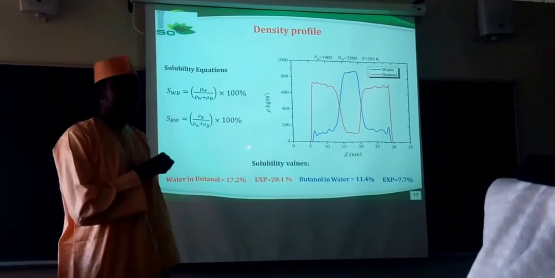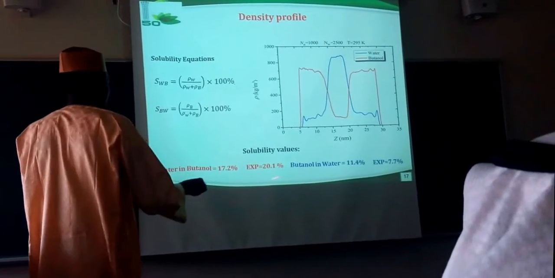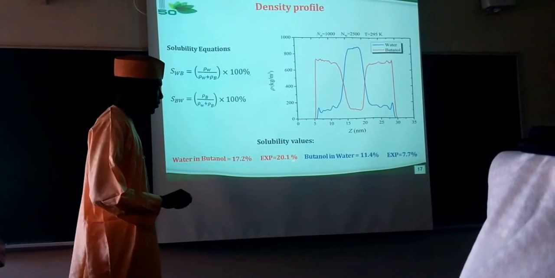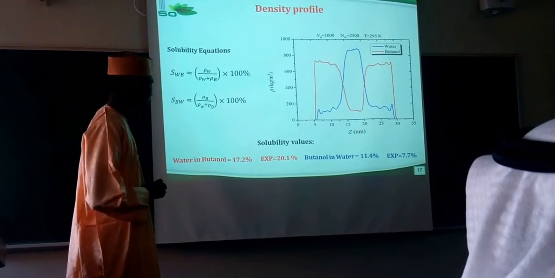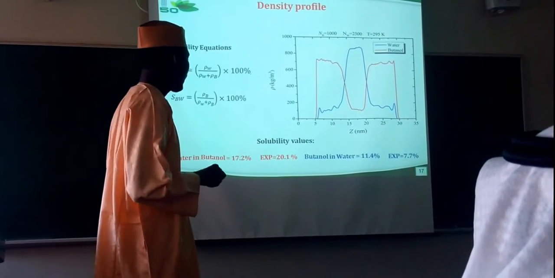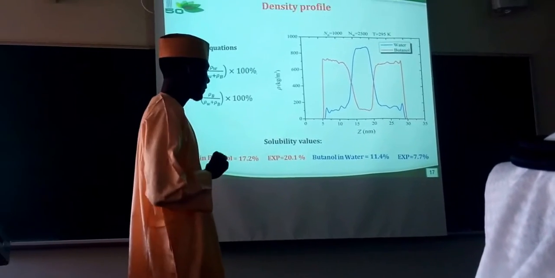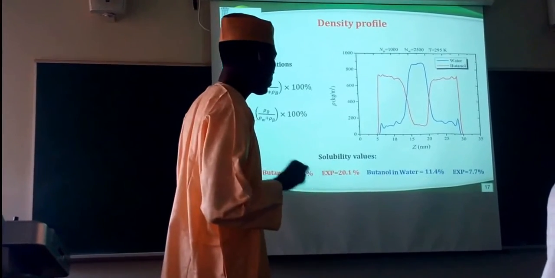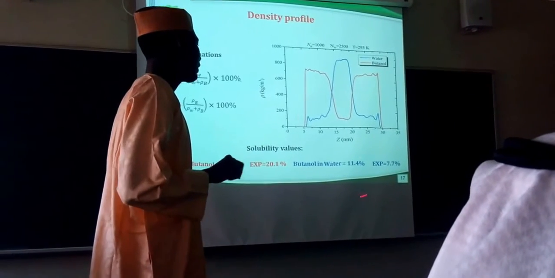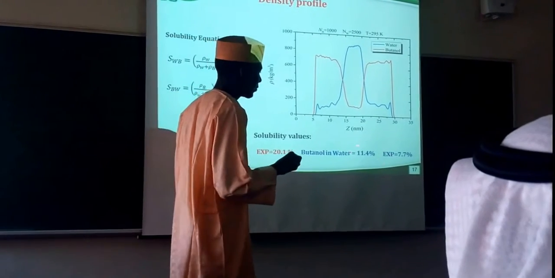Now, the solubility values. Experimentally, the solubility of the water in the butanol layer is about 20.1%. However, our work revealed 17.2%. For the butanol in water, the experimental value is 7.7%, and our MD result is about 11.4%. These are also very good, acceptable values.